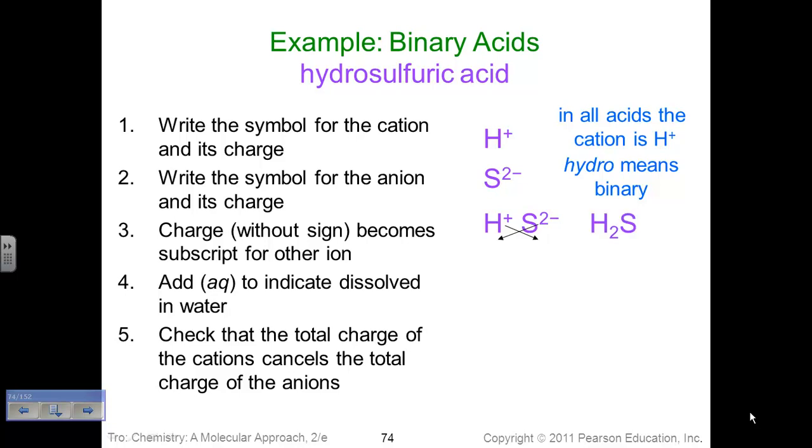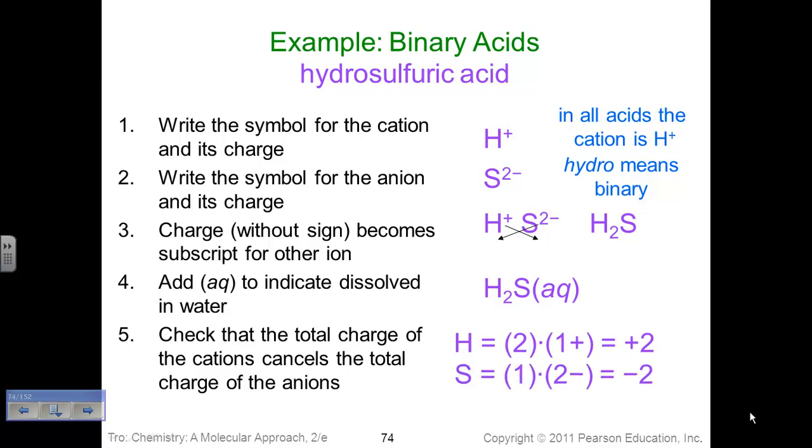If H is a +1, S is a -2, 2 units of that +1 electrically balance the 1 unit of a -2, our formula looks like H2S, and we'll let you know it's aqueous with the little symbols AQ. Checking our work, we see hydrogen, 2 units of a +1, electrically balance 1 unit of a -2 to give a net charge of 0. Hydrosulfuric acid, H2S.